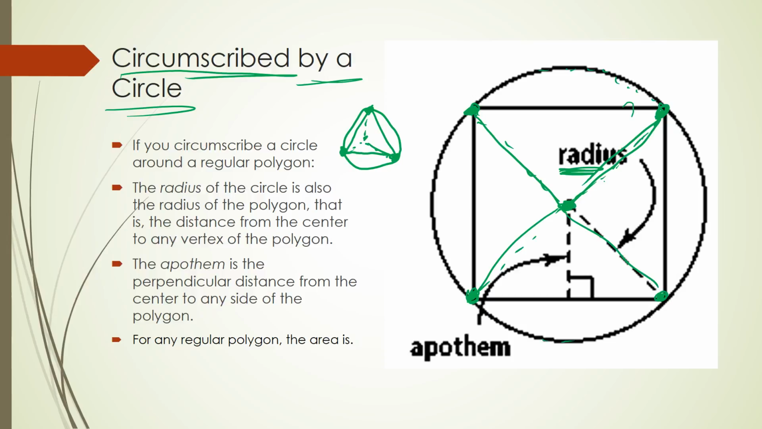If you think of it as circumscribed, meaning surrounded by that circle, the radius would be to any point on the edge of the circle. The only points on the edge of the circle and on the polygon are, of course, the corners. So that would be what the radius is.